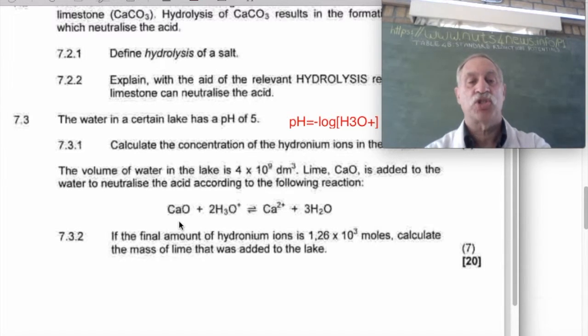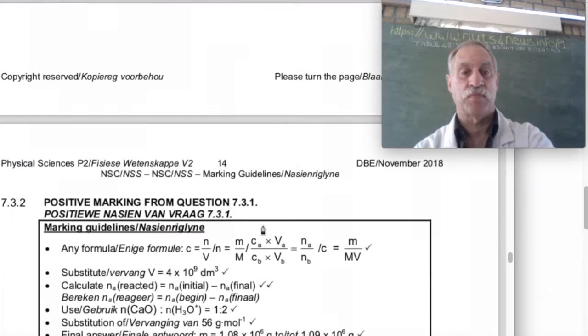So why don't we start by saying we know the concentration of the lake. Let's find the number of moles of H3O plus at the start. We know the number of moles at the end. Let's find how many moles disappeared due to the neutralization reaction. So let's go to the memo and see what they did.